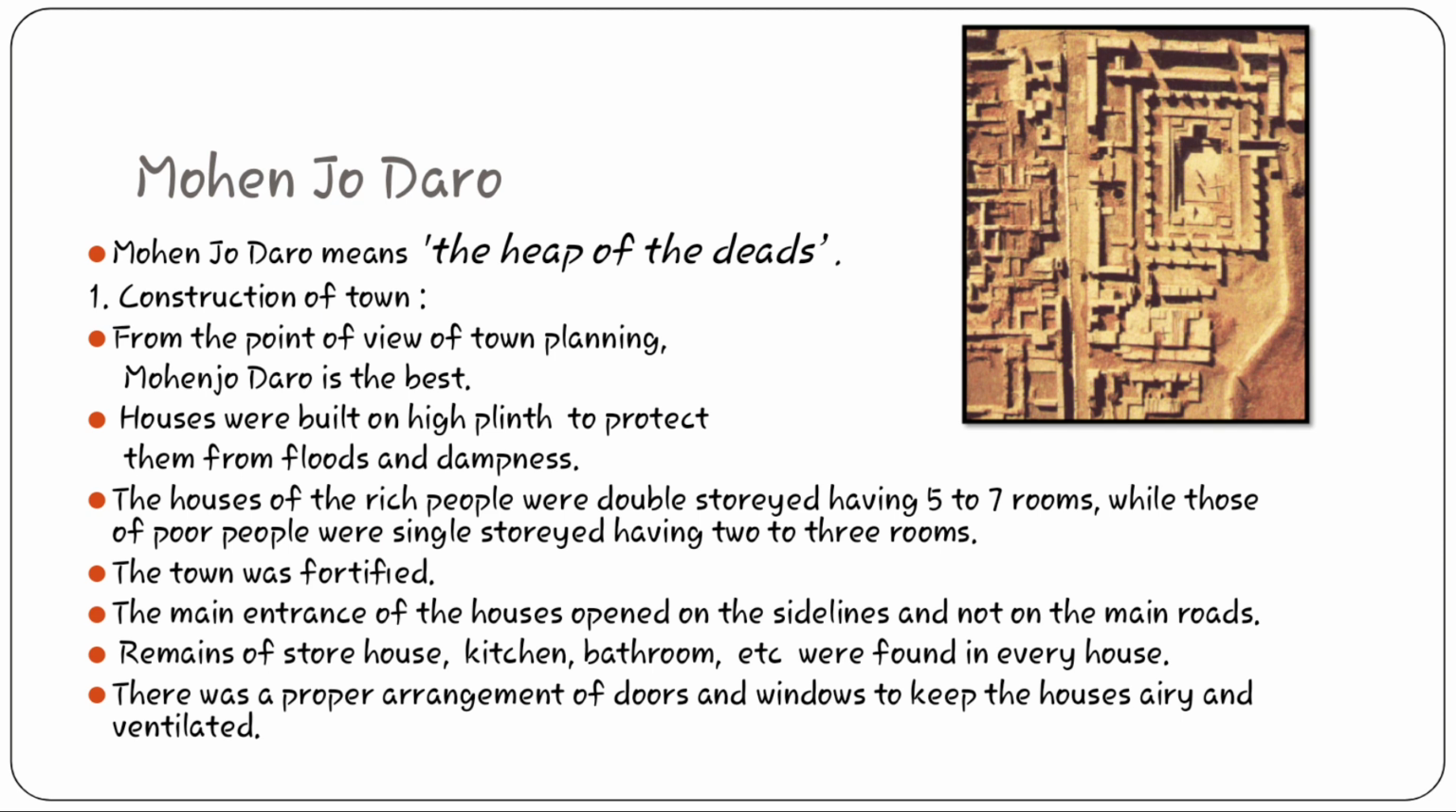The town was fortified. Fortified means it had a big compound wall. The main entrance of the house opened on the side lanes and not on the main road. Remains of storehouse, kitchen, bathroom, etc. were found in each house when the excavators were doing their excavation. There was proper arrangement of doors and windows to keep the houses airy and ventilated. Whatever facilities we are having now in our most modern house, you are able to see during that time in those remains.